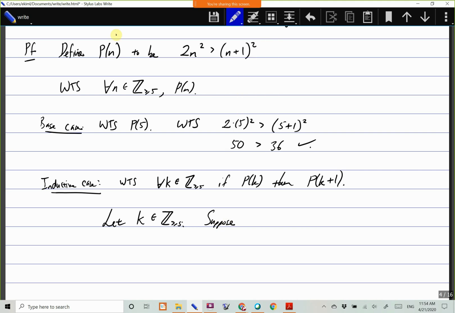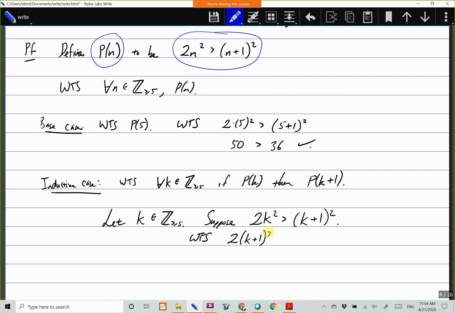Again, back up here, circled there, that's P of n. So we suppose 2 times k squared is greater than k plus 1 quantity squared. And then what we want to show is take this blue statement circled up here, and what we want to show is replace every n not with a k this time, but with a k plus 1. So we want to show 2 times k plus 1 quantity squared is greater than k plus 1 plus 1, or if you want to write k plus 2 quantity squared, fine. So I think because I'm a little out of time, I'm not going to do that right now, but maybe try it on your own if you'd like to, then look at the notes.